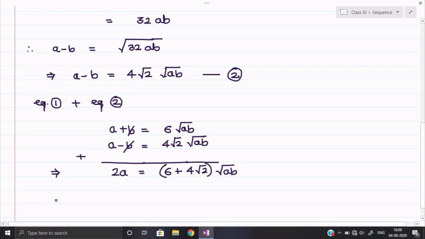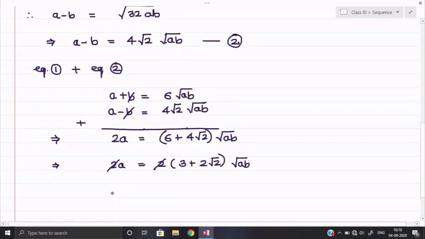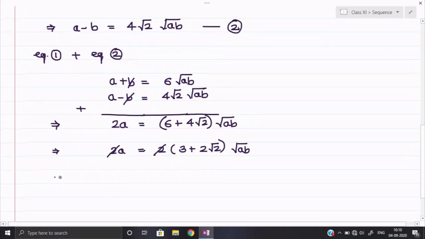Now a little bit more we can simplify. From the right hand side we can take common 2, because 6 and 4 we can take common 2 here. Remaining is 3 plus 2 under root of 2, and then under root of AB will be as it is. 2 and 2 would be cancelled over here. So see, we are getting the value of A will be equal to 3 plus 2 under root of 2 into under root of AB. So this will be the value of A right now.